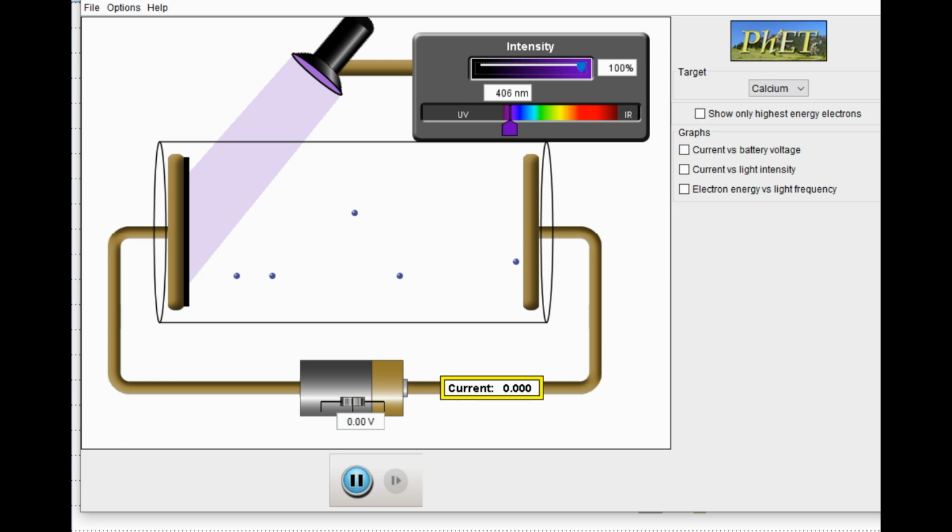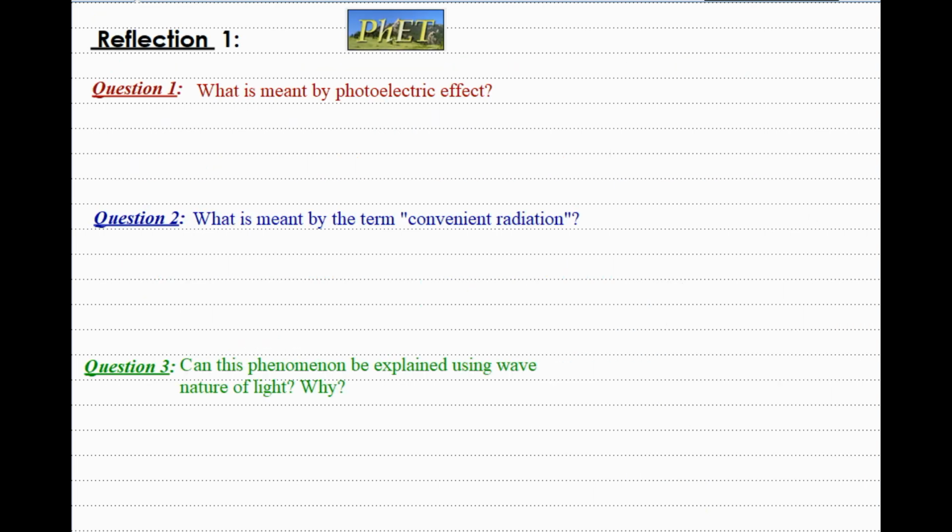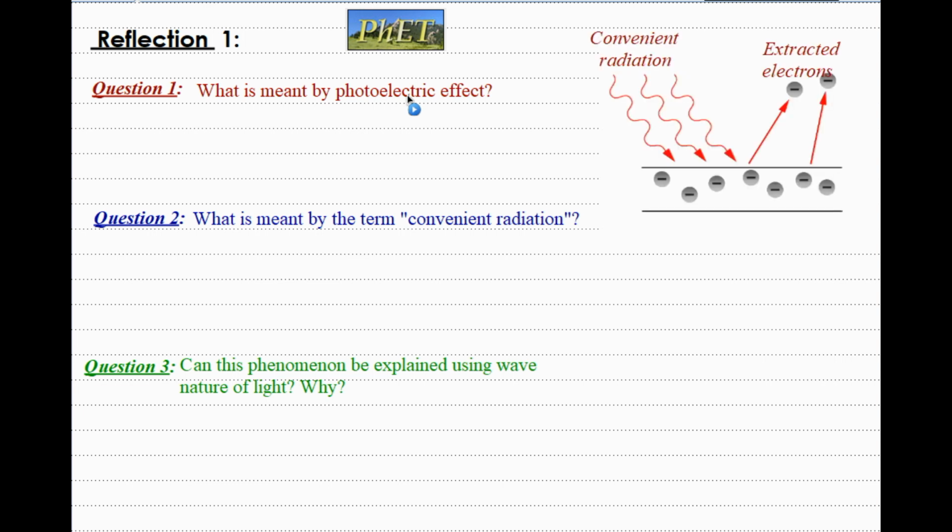Now I would go back with you to the flip chart to answer some questions just to set ideas clear before we move on. First, what is meant by photoelectric effect? I need you to write a certain definition for photoelectric effect. You can check what we have done before, which is: photoelectric effect is the emission of electrons using some convenient radiations off the surface of a certain metal.